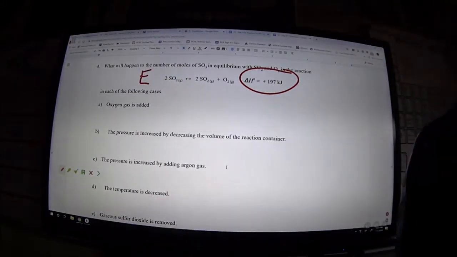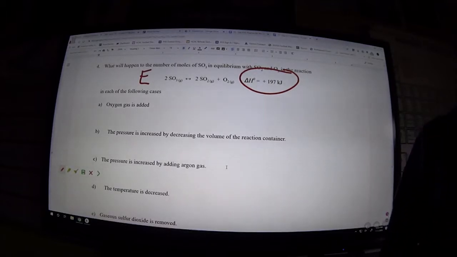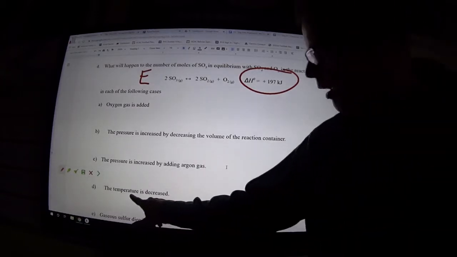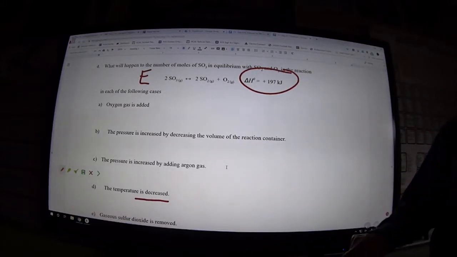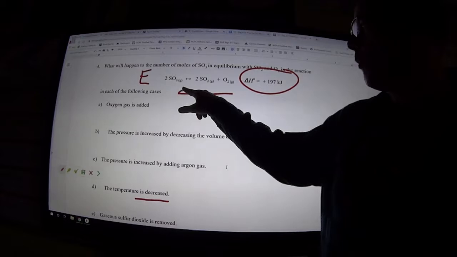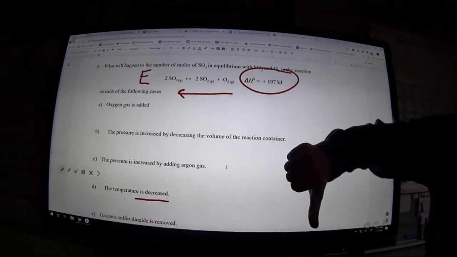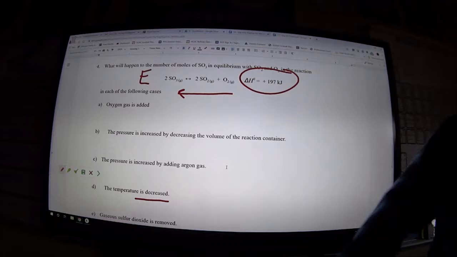Temperature's decreased. And the same axiom that we used: if we add something, what do we do? Shift away. If we remove, we shift toward. So temperature decreases. Are we adding energy or removing energy? Which way are we shifting? Toward the removal, which is where energy is on the reactant side. Therefore, SO3 is decreasing. Increasing, yes, sorry. Mental typo.